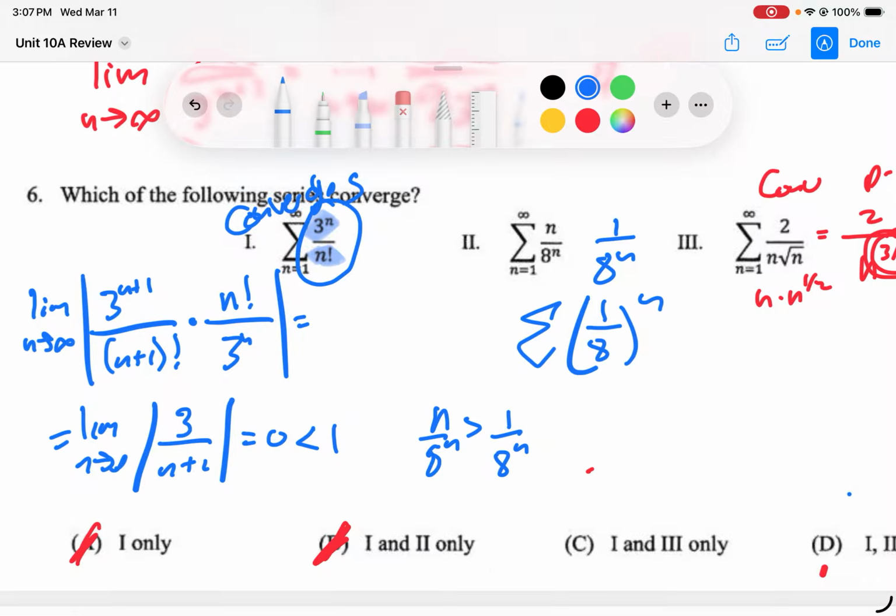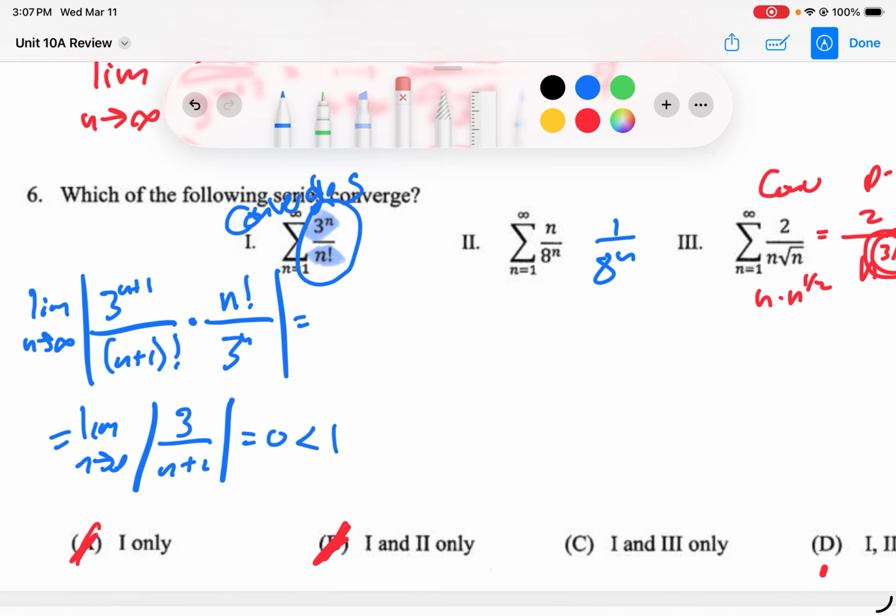If the smaller one converges, we can't say the bigger one converges. So the direct comparison test doesn't really work here. I can't ever seem to get the direct comparison test to work. The ratio test, on the other hand, I love that ratio test.